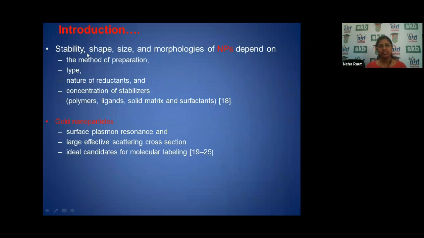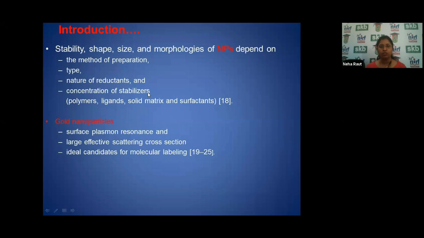Now, the stability, shape, size, and morphologies of nanoparticles. We are talking about generalized nanoparticles. They depend on particular parameters: the method of preparation of the nanoparticle, chemical or physical, the type of nanoparticle, like the metal ion nanoparticle, or the sources, which are different, the nature of the reductant, which type of reduction is occurring in the process, and the concentration of stabilizers. Now, why are stabilizers required?